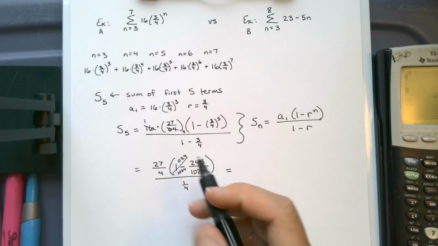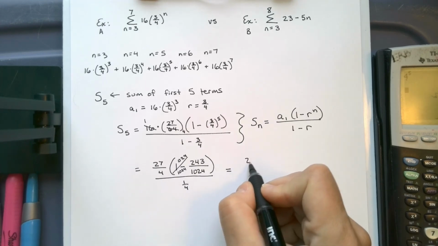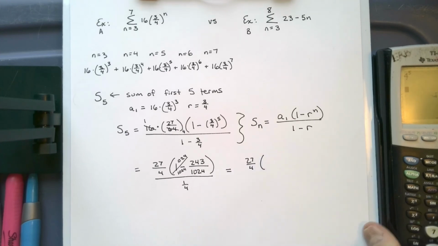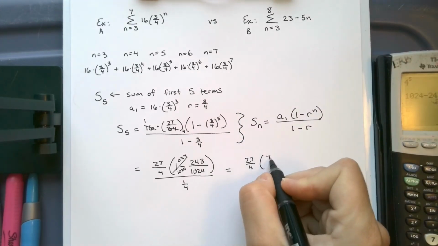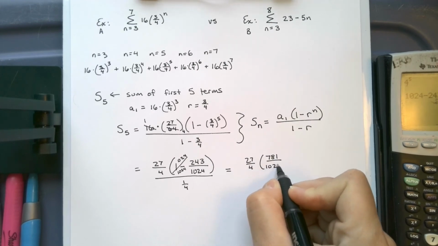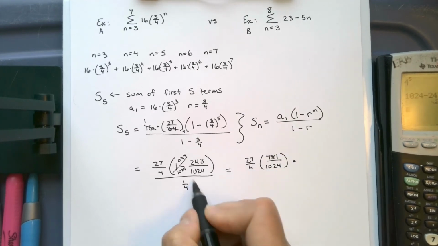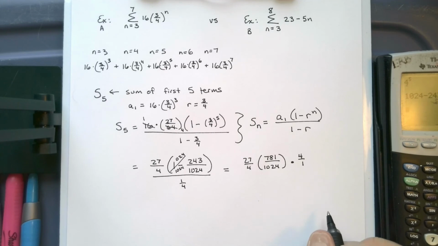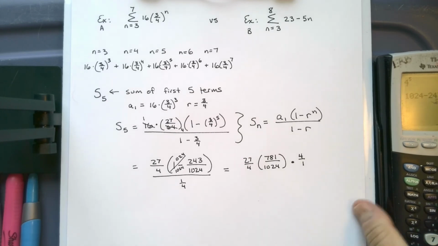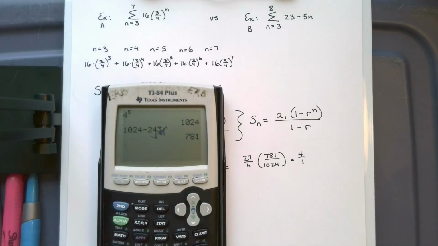I'm just making a lazy man's common denominator here. So 27 over 4 times, still too early in the morning, my brain isn't fully on yet, 781 over 1024 times, and then I'm going to do times because when you divide by a fraction, you're really multiplying by a reciprocal. And you know what? I'm just going to do this because I love you too much to let you watch me suffer through this multiplication.